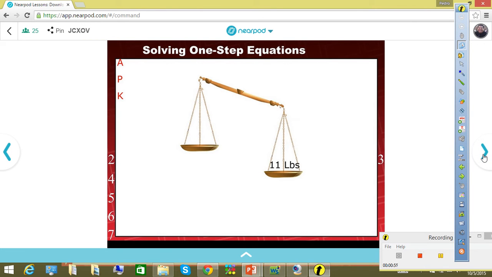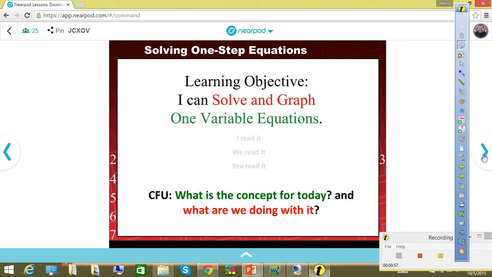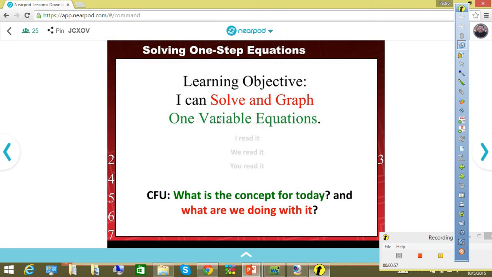All right. So then from there, we started our lesson. So here we go. Our objective for today: I can solve and graph one variable equations. Read together. 1, 2, 3. I can solve and graph one variable equations. So write that down at the bottom left of your notes, please. Copy that.